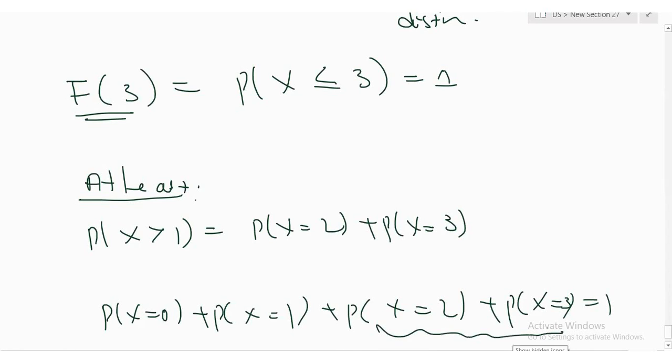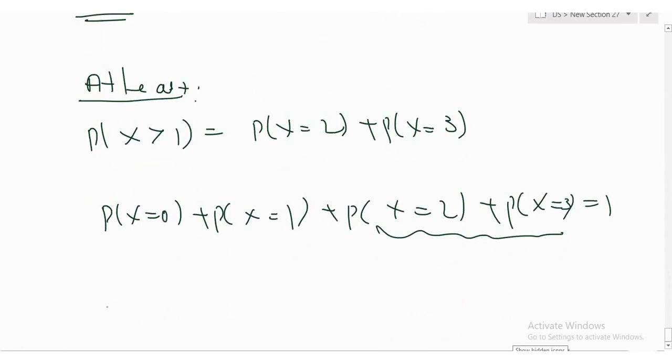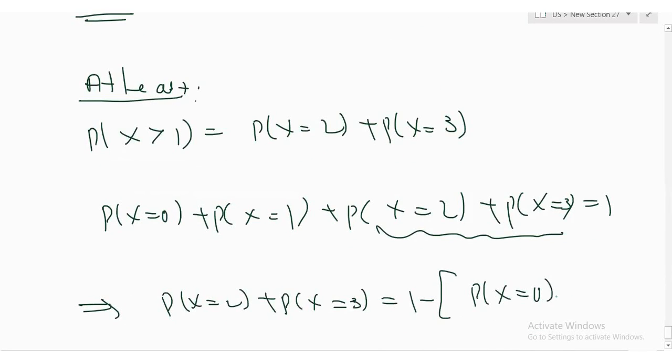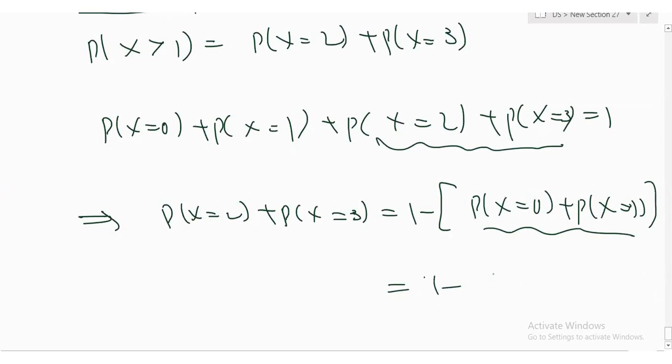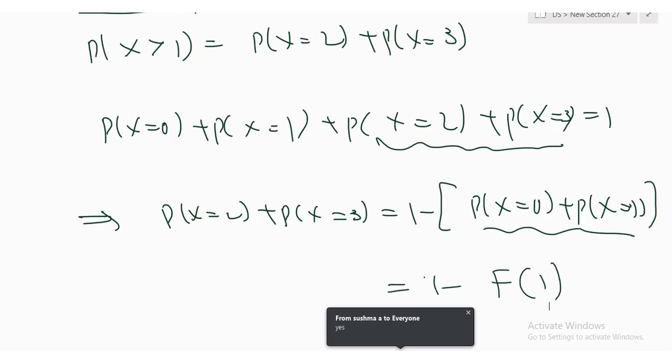Now I am asking this, right? So which means P of x equal to 2 plus P of x equal to 3 equals 1 minus of, but can I write this as, yes or no? Guys? Yes or no? Online? Nobody is asking questions nowadays.